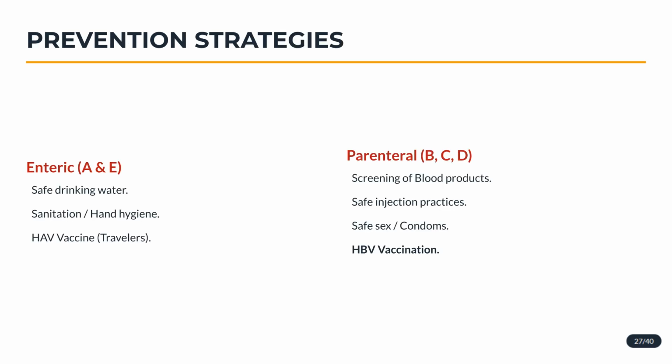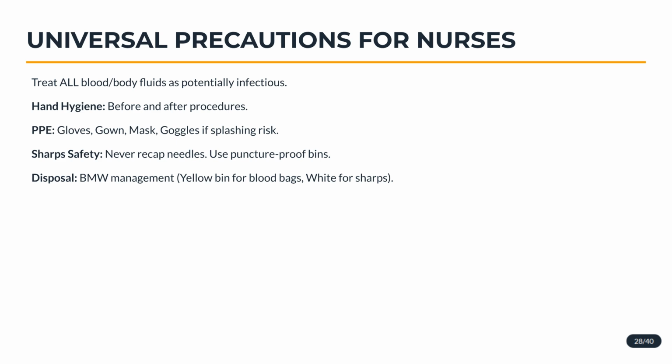For nurses, universal precautions are vital. Always treat all blood and body fluids as potentially infectious. Maintain strict hand hygiene, use personal protective equipment, and practice sharp safety by never recapping needles. For blood or fluid spill management, cover the area with absorbent material. Disinfect using 1% sodium hypochlorite or bleach with a contact time of 20 minutes before cleaning up.